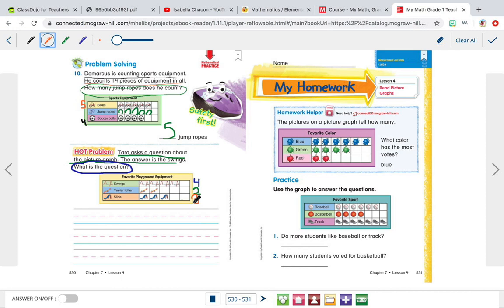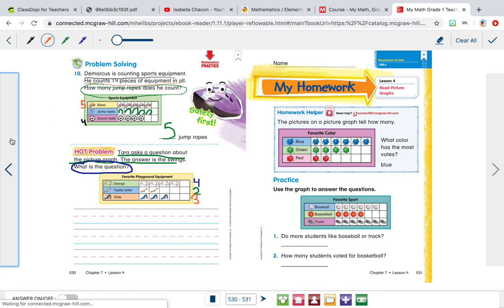So, you're going to write a question. You're going to make your own. There is more than one possible question where the answer could be swings, but you have to come up with it on your own. And you could get some help from your parents, but you can ask any question. You just have to look at this picture graph and say, okay, there are 4 swings here, so what would I ask where the answer would be swings?